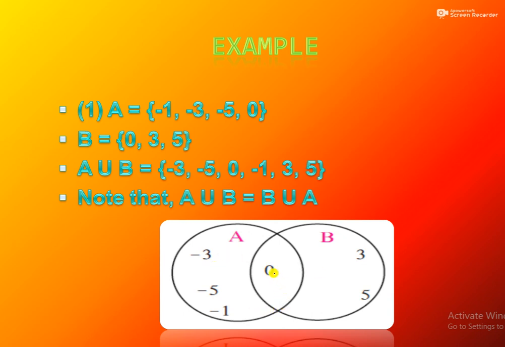Now see, 0 is common for both sets. So 0 is present in A, and 0 is also present in B. So we can say A intersection B. See student, this is for A intersection B. That means 0 is present in A intersection B.